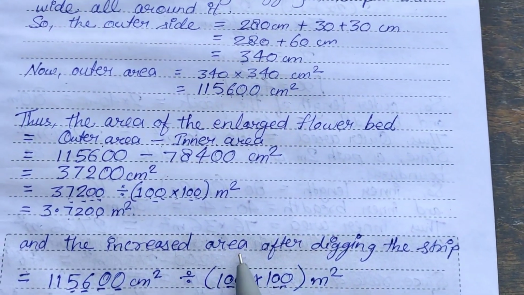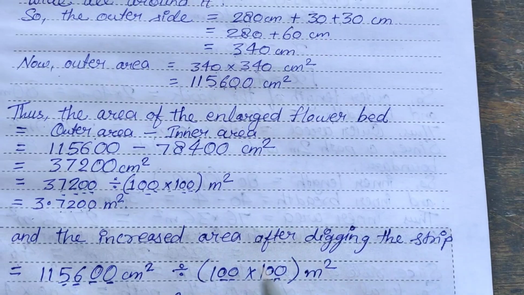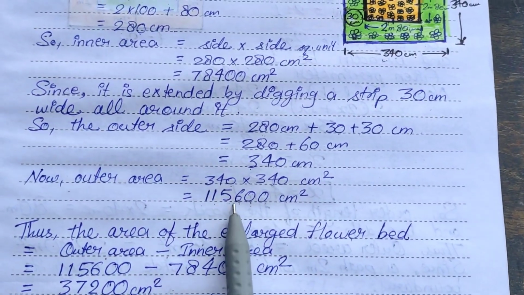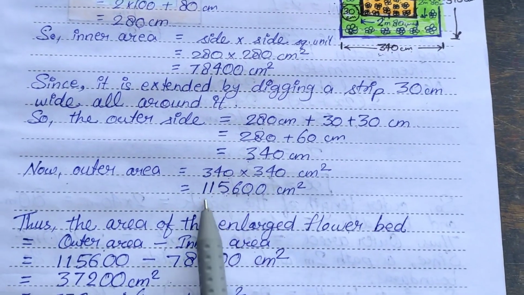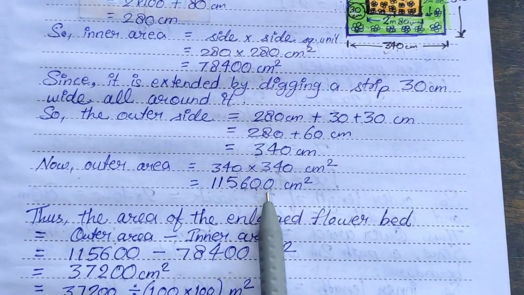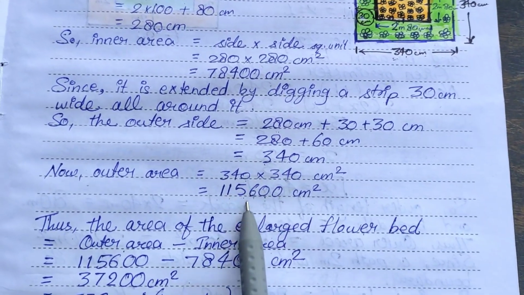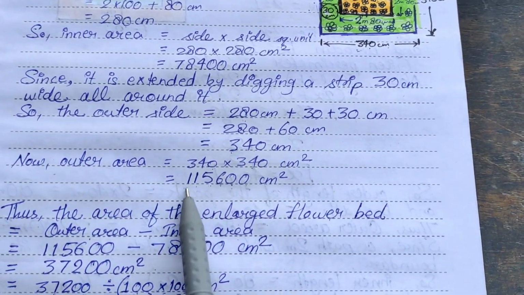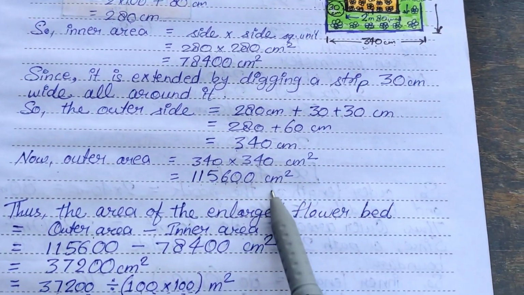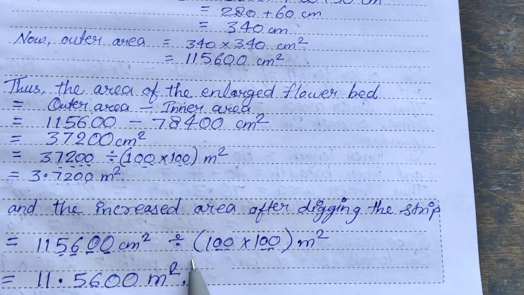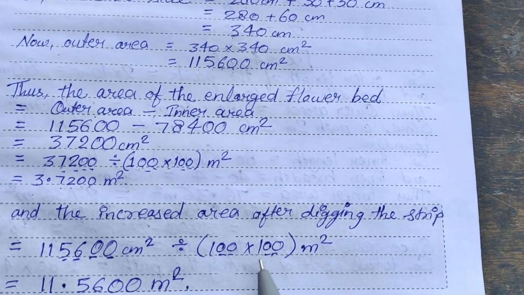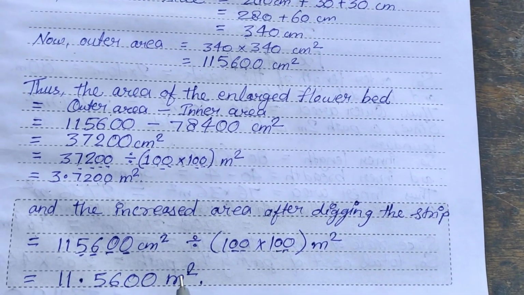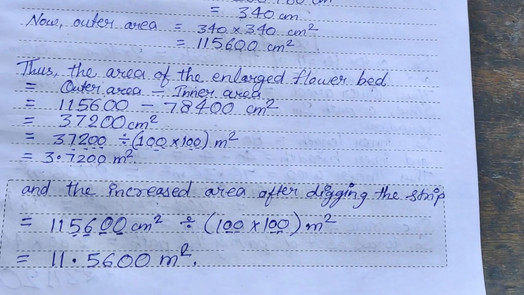And the increased area after digging the strip, or say the total area. Increased area means the total area after digging. So we have to convert it into meter. We have total area 115,600 centimeter square. So convert it into meter square. We have to divide it by 100 and by 100. We have 11.5600 meter square as the increased area after digging the strip.